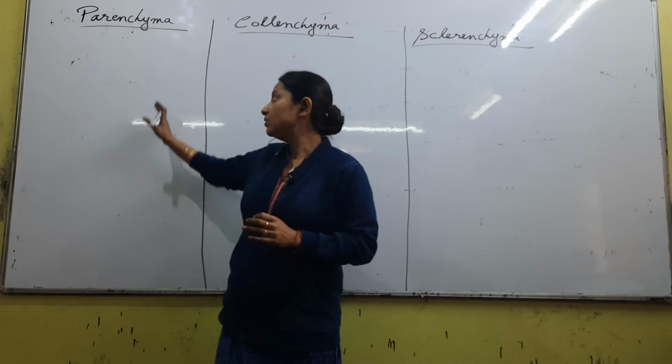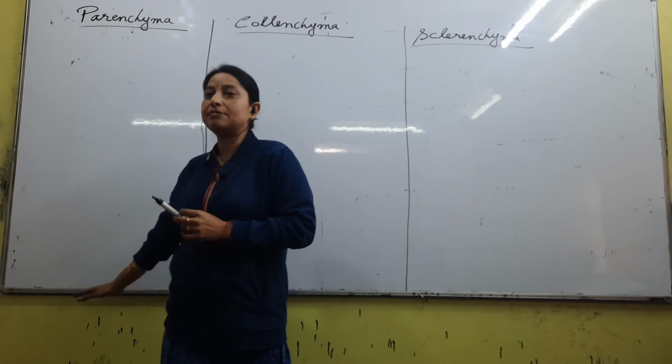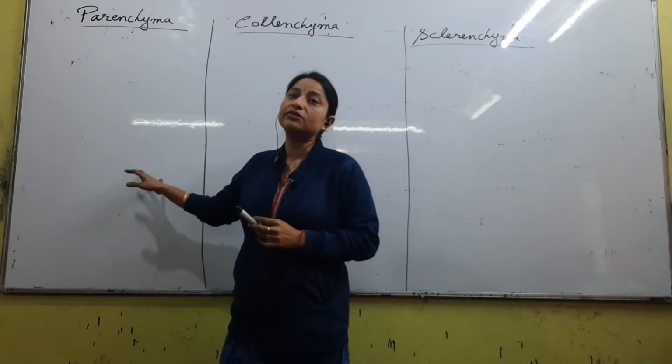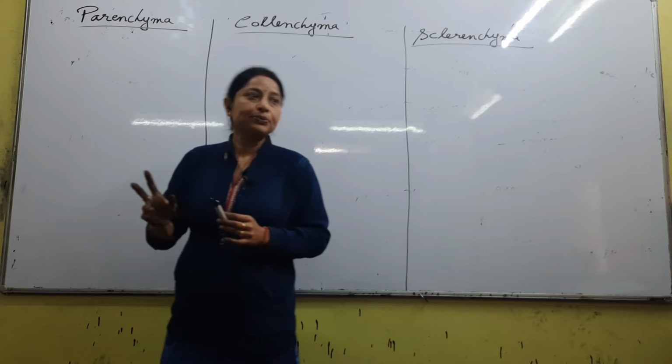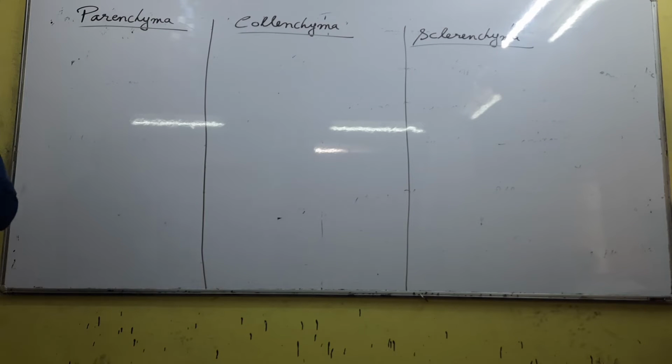Now what will we do? We will give it in the form of a chart. If you want to study parenchyma, just read the parenchyma part. It's not that we are comparing. We are writing the information about the different tissues in the form of a chart. It's not a comparative chart. It is a chart that talks about the different types of tissues.